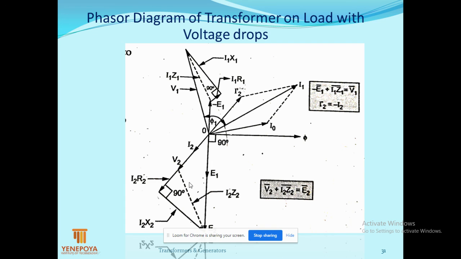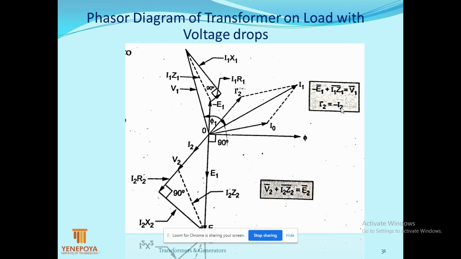Finally, we get E2 equal to V2 plus I2 R2 plus I2 X2, or the vector sum of I2 R2 and I2 X2 gives I2 Z2. You can write it as V2 plus I2 into Z2 equal to E2, that is V2 plus I2 R2 plus I2 X2. Now we have satisfied this equation.